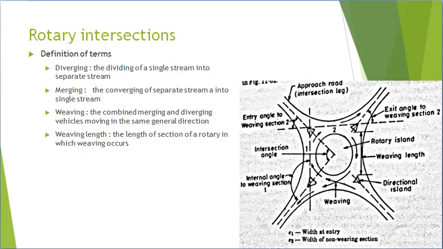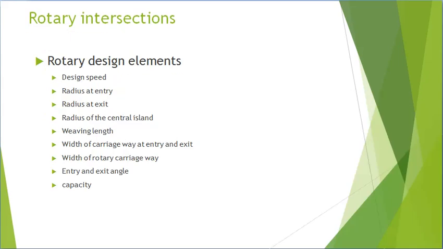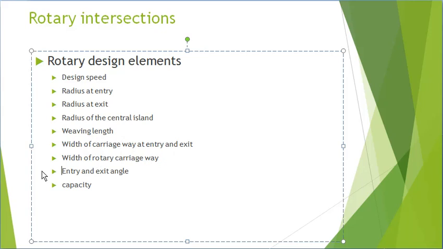Today we are going to discuss the design elements of rotary intersection, and the design elements are design speed, radius at entry, radius at exit, radius of the central island, weaving length, width of carriageway at entry and exit, width of rotary carriageway, entry and exit angle, capacity. Before going to these elements, we can just discuss some of the definitions of rotary intersection.